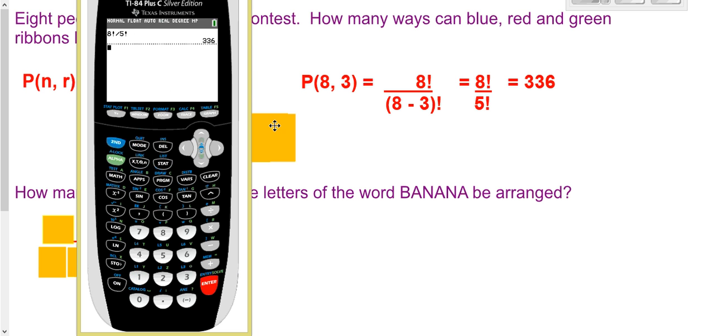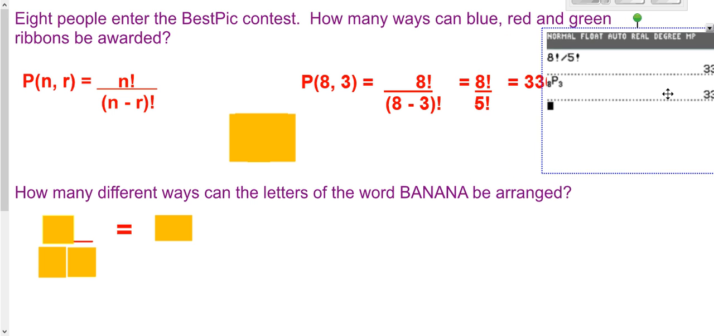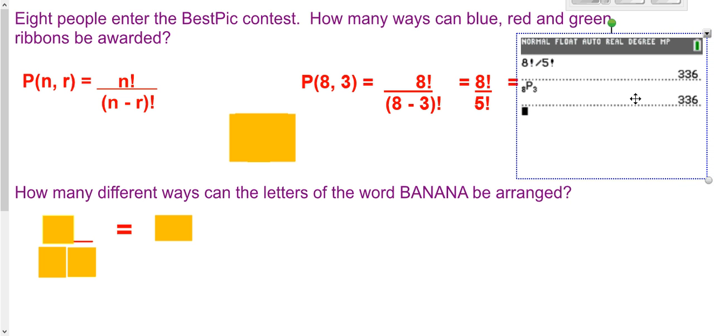But it's a permutation. An easier way to do that is to just hit math, arrow over to prob, and then select number 2. That's your permutation. So the first number is 8. The second number that goes afterwards is always smaller, and that's 3. I type that in, and I get my answer of 336.